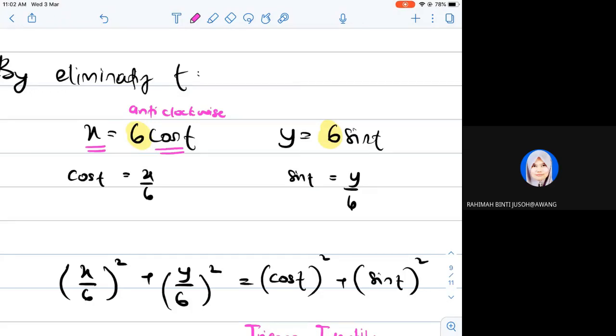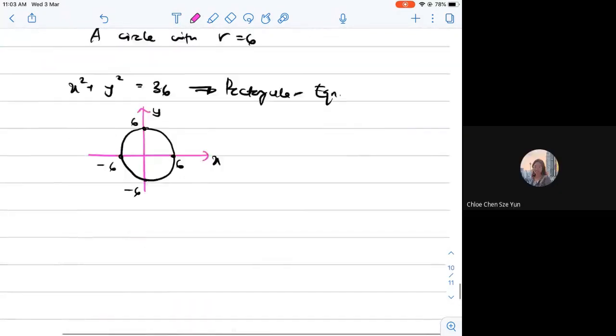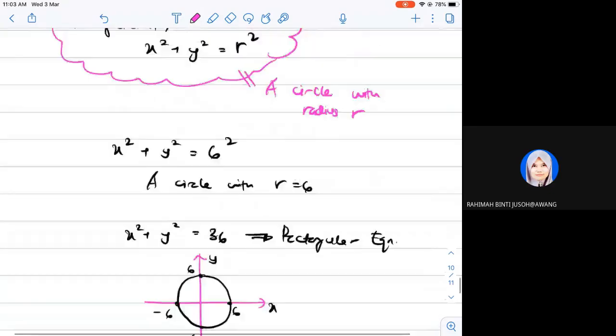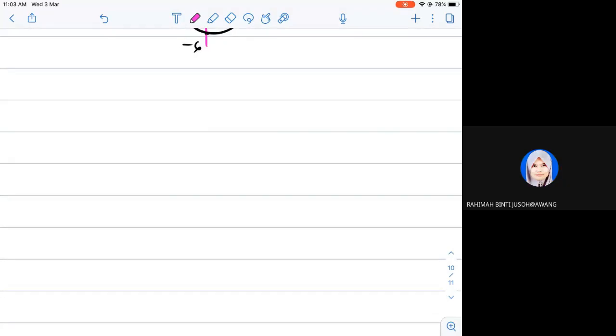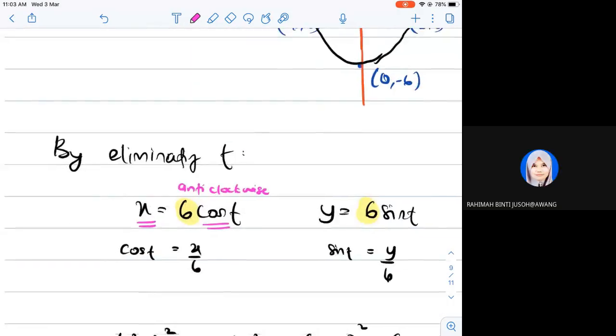Understand? Kalau terbalik, kita kata X equals to 6 sin T, Y equals to 6 cos T, dia akan jadi clockwise lah. Dia akan jadi ikut arah jam lah. Faham tak? Guys. Faham, madam. Madam boleh repeat sekali lagi. Sorry, saya tak dengar. Apa dia? Can you repeat again? Okay, repeat again. Okay. I repeat. It's okay.